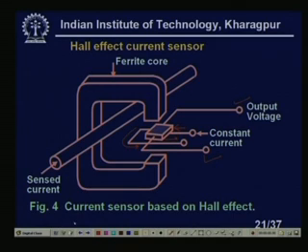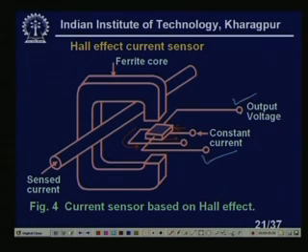Let me take another color, because this is not very clear. With this color I am measuring the voltage. Now what will happen? Since it is a ferrite core, the amount of magnetic field will also depend on the current which is passing through this one.